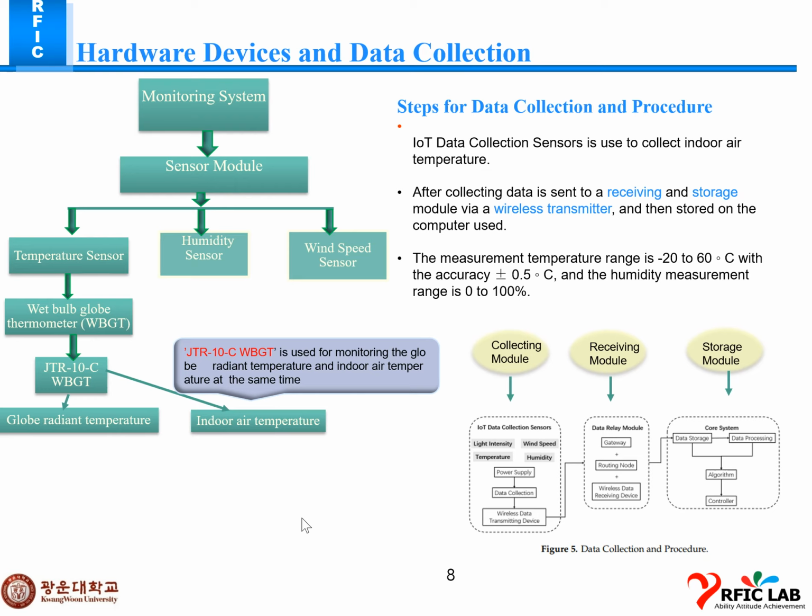So first is the monitoring system. In monitoring, first we have to monitor the system, which can be done with a sensor module. The sensor module comes with many sensors like temperature sensor, humidity sensor, and wind speed sensor, but we should not focus much on the humidity and wind sensors, so I'm focusing more on the temperature sensor. In this paper they used a WBGT thermometer, wet bulb globe thermometer, model number JTR10C WGT, which is used for monitoring the global radiant temperature and indoor temperature at the same time.